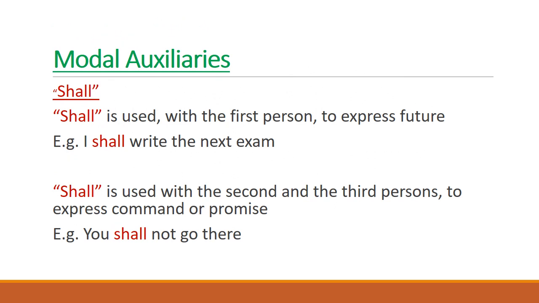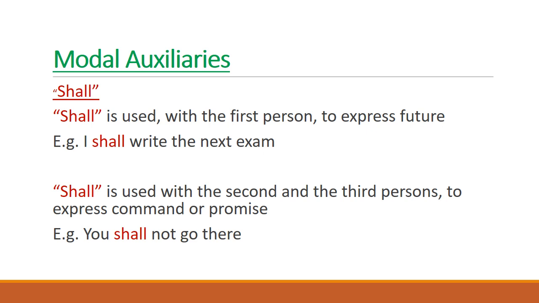Shall. Shall is used with the first person to express future. Example, I shall write the next exam. Here shall is used with the first person I in this exam. So it expresses future. Note the point: here the shall is used with first person I, so it denotes future. I shall write the next exam.